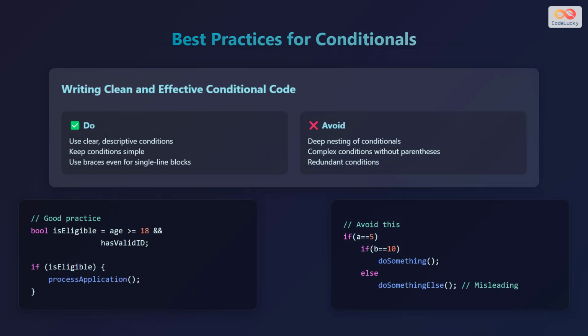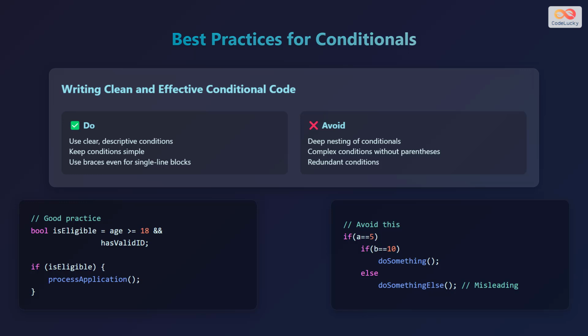Let's talk about best practices for writing conditionals. Using clear, descriptive conditions is important. This makes your code easier to understand. Keep conditions simple. Complex conditions can be hard to read and debug. Use braces even for single-line blocks. This improves readability and prevents errors when modifying code. Avoid deep nesting of conditionals, as this can make code hard to follow.